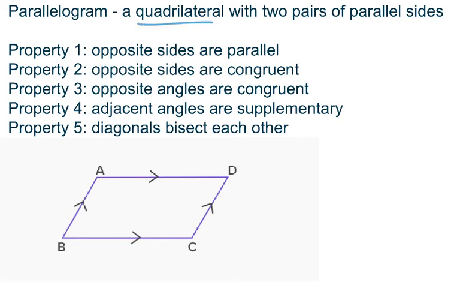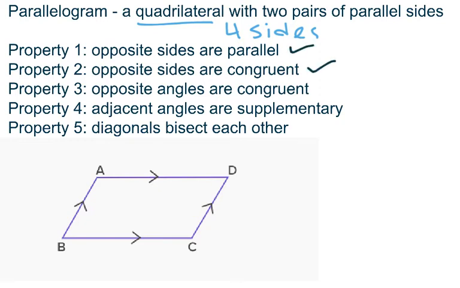Anytime you see that word quadrilateral, that just means four sides. And it has two pairs of parallel sides. So if you look at the picture, those little arrows, those denote parallel sides. And there are 5 properties that you look at when you're talking about parallelograms. So opposite sides are parallel.